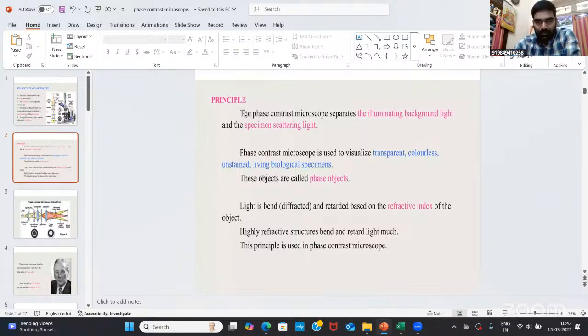So what is the principle? It separates the illuminating background light and specimen scattering light. It is based on the refractive index of the object. The light will be bent and retarded based on the refractive index of the object. Where there are high refractive structures, the retardation and bending of light will be more. Okay.